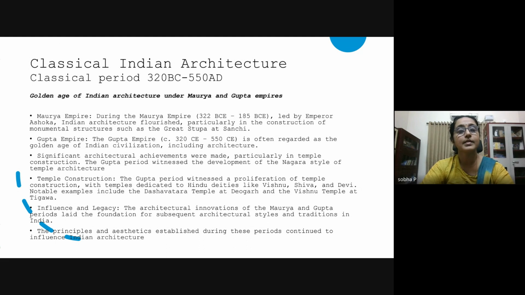That is, there are three temple styles, which are the Nagara, Dravida, and also the Vesara. Here we can see that the Gupta period witnessed the development of the Nagara style of temple architecture. Temple construction witnessed a proliferation, with temples dedicated mainly to Hindu deities. Notable examples are the Dashavatara temple and the Vishnu temple at Deogarh and also Tigawa.